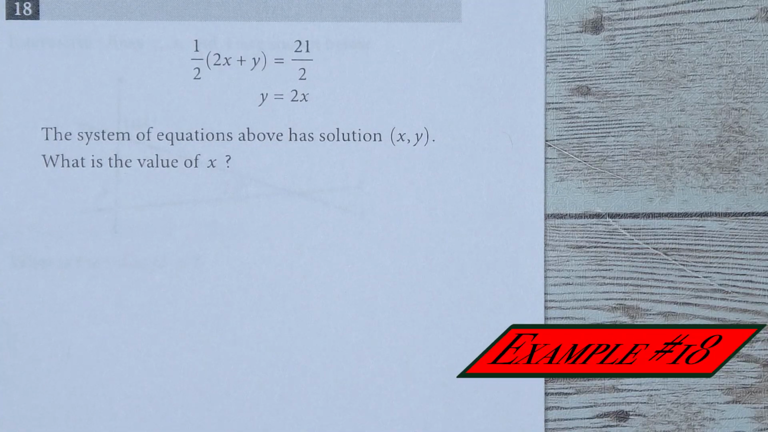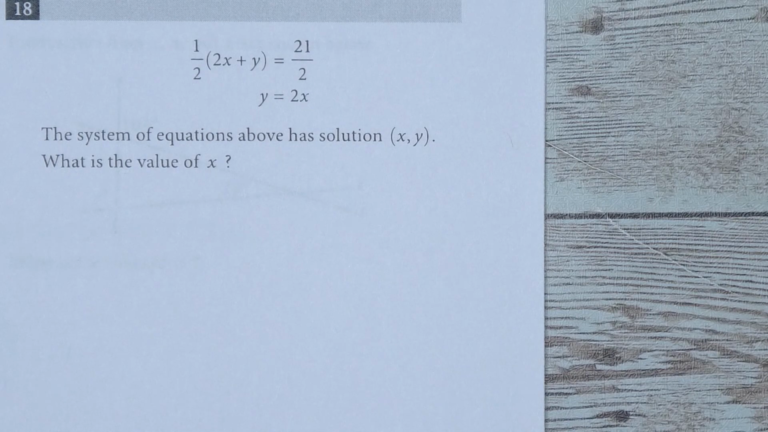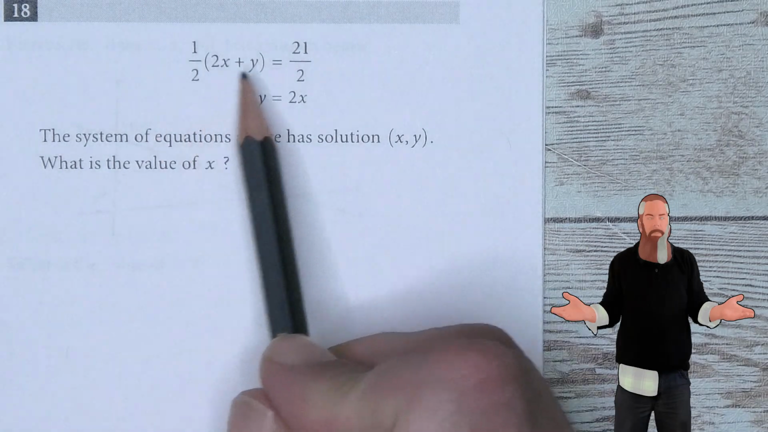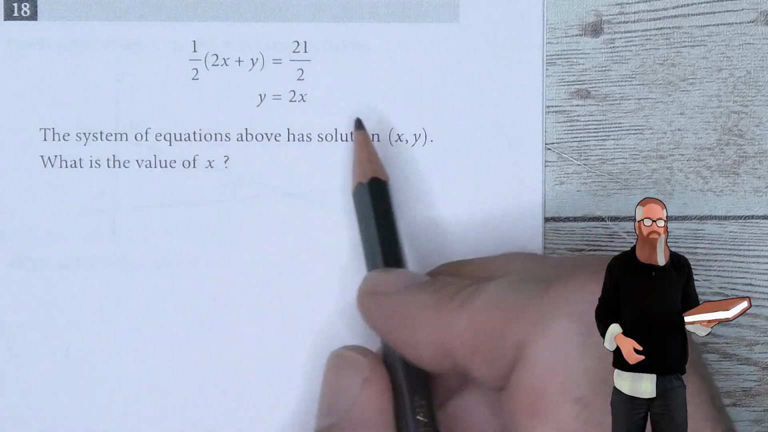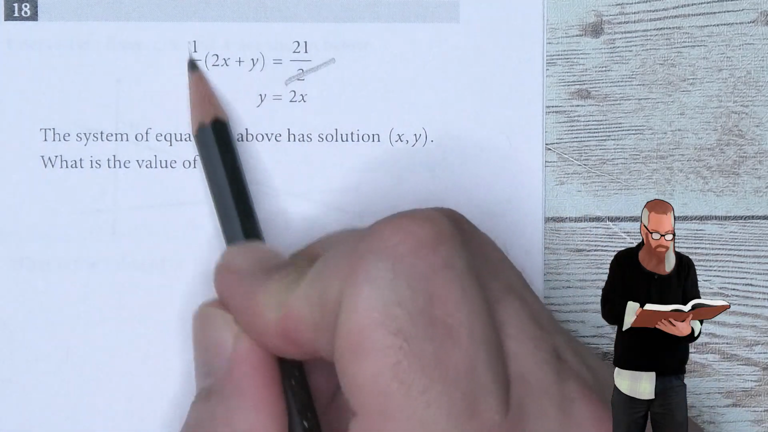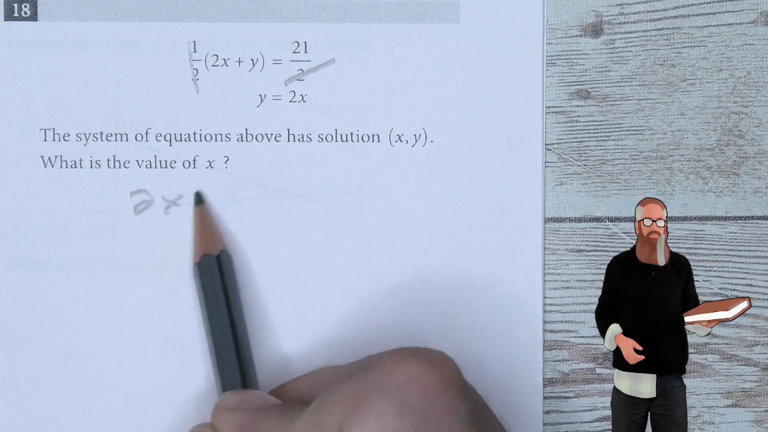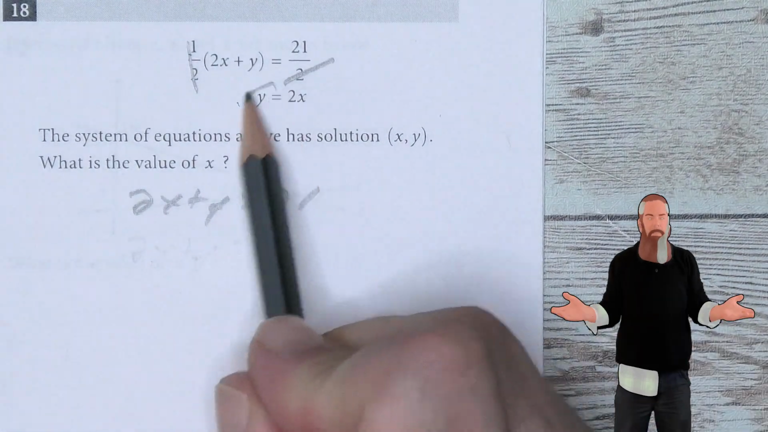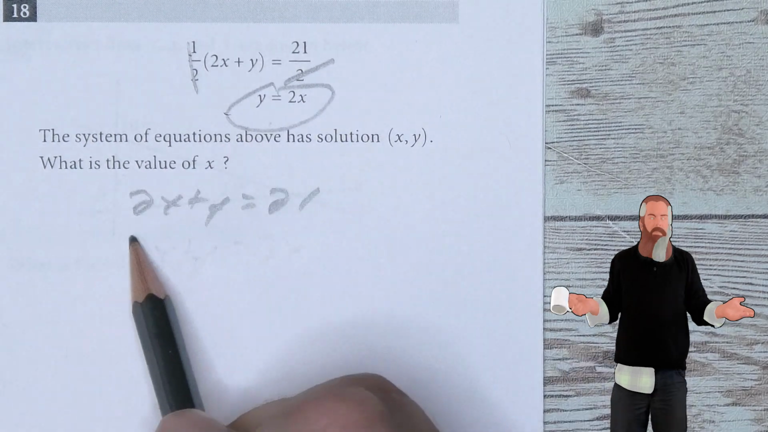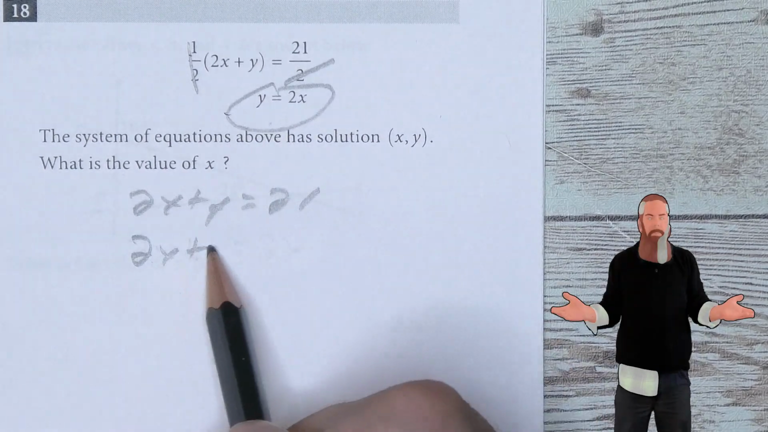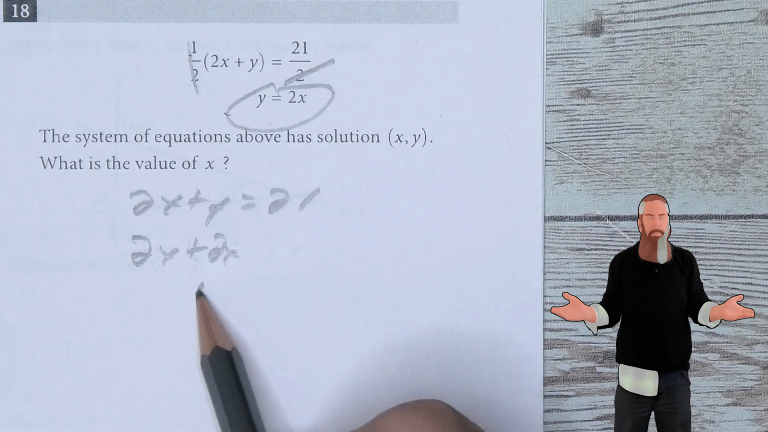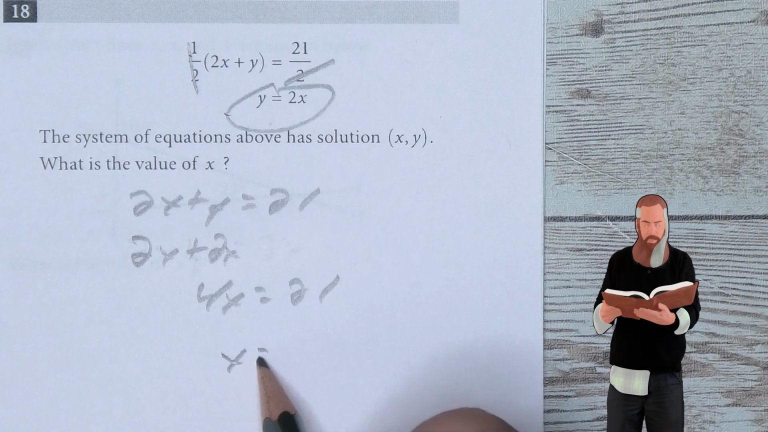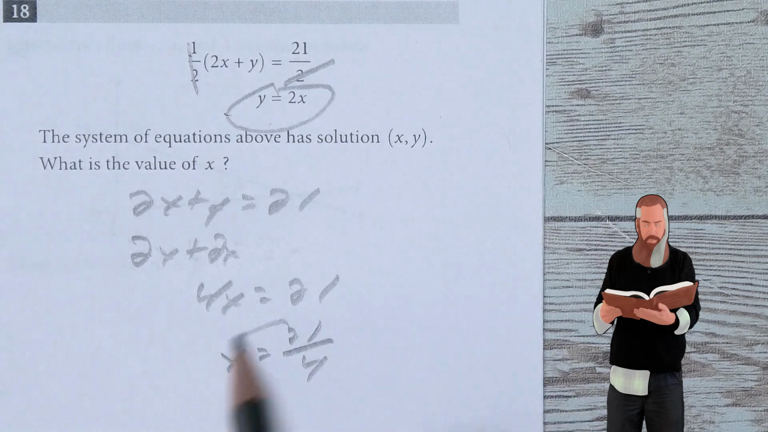The system of equations above has a solution xy. What is the value of x? Let's multiply this top equation by the number 2. This is going to allow us to eliminate the denominator and the 1/2, giving us 2x plus y is equal to 21. At this point, I know that y is equal to 2x, so I'm going to substitute that value in for y, giving me 2x plus 2x, which is 4x equal 21. This means that x is 21/4.